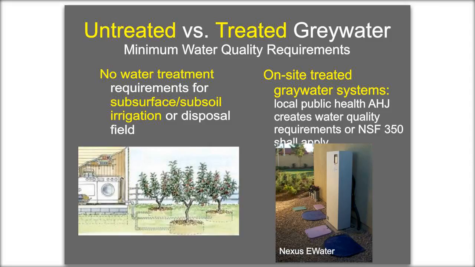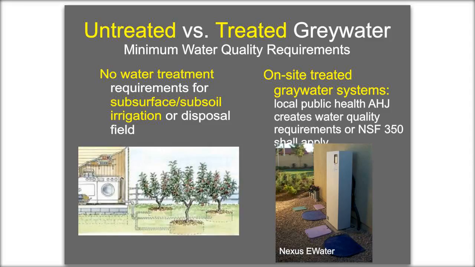And I want to clarify, so in the Graywater code, there is untreated graywater, which is used for irrigation, and there's treated graywater, which is used for non-potable indoor uses and could also be used for irrigation. And so there's minimum water quality requirements.